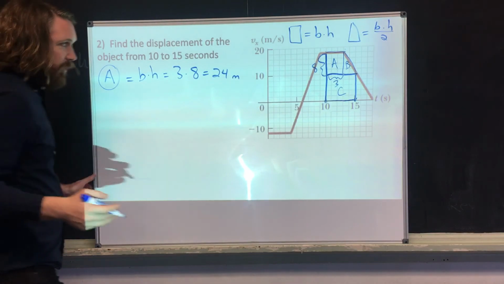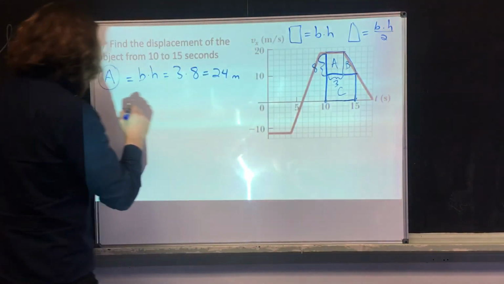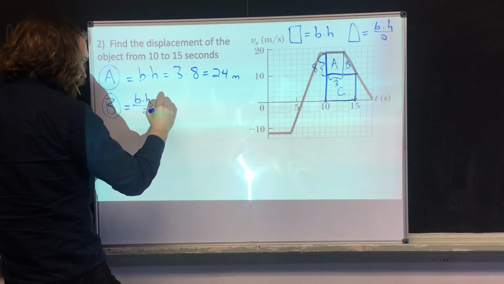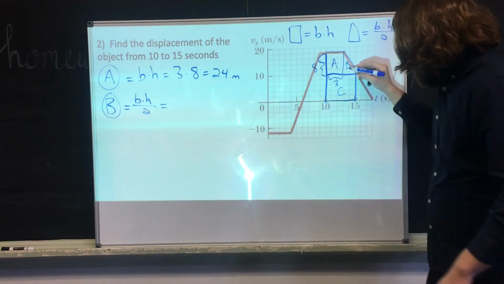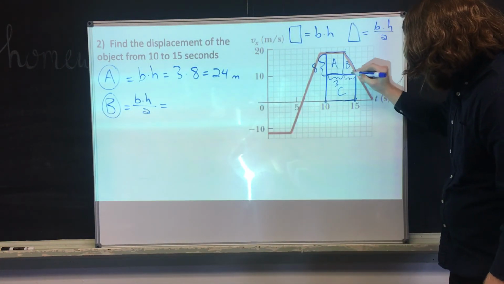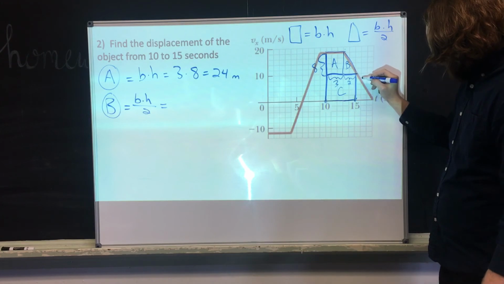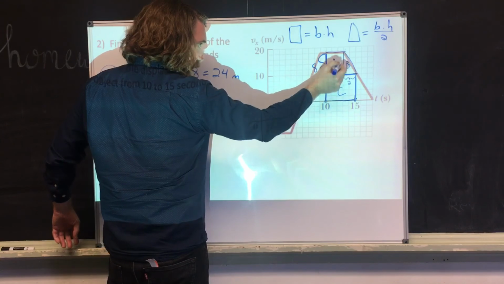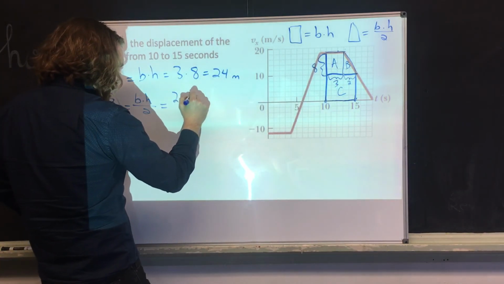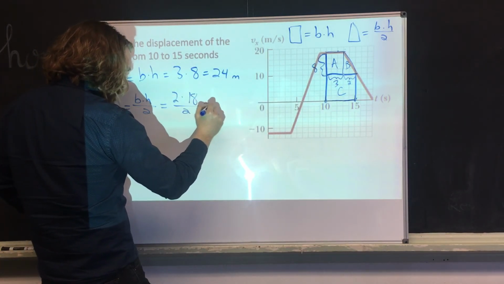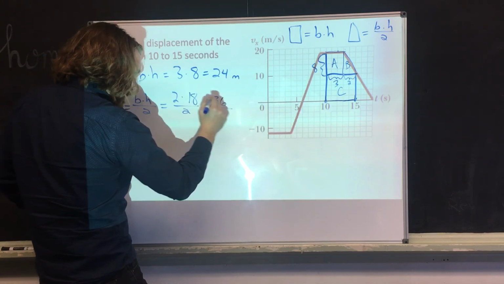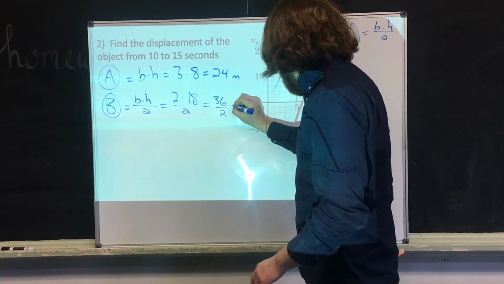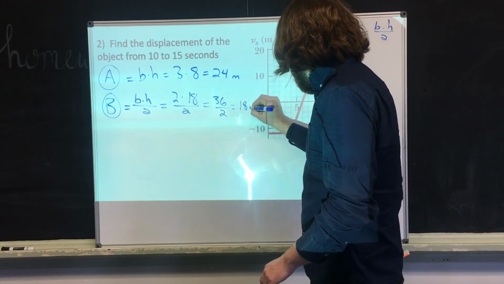Okay? All right, B is obviously a triangle. So that's equal to base times height divided by 2. My base of B goes from 13 to 15. That's 1, 2. Right? So my base here is 2 times my height. Well, my height goes from 10 to 18. So my height is still 8, divided by 2. 2 times 8 is 16, divided by 2, is equal to 8 meters.